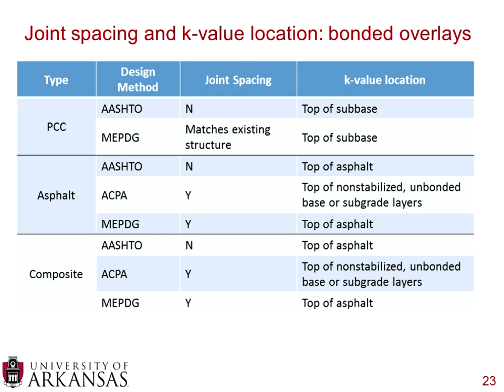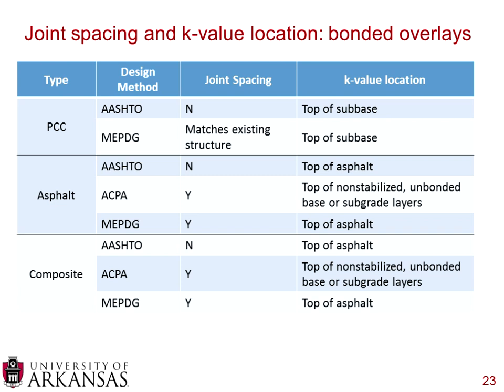If we're looking at an existing PCC pavement, we can either use the AASHTO or the MEPDG design. When you're thinking about joint spacing, what methods will provide you with joint spacing guidance? Well, the AASHTO 93 method does not provide you with guidance, and the MEPDG assumes that your new joints match your existing structure, so the new joints will be on the existing joints of the pavement structure. And the K value location is the same: it's the top of the subbase for PCC, in both design methods.